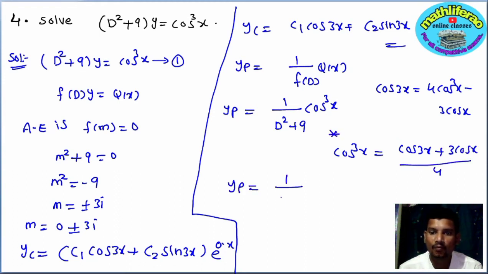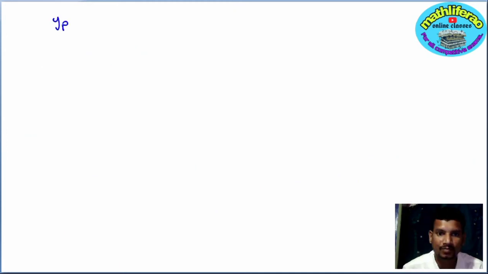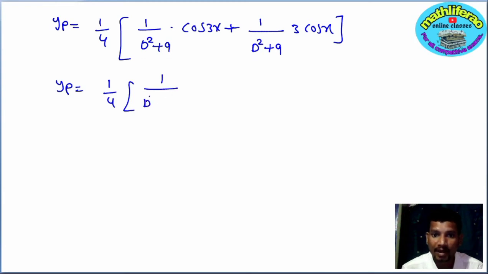yp equal to 1 by (D square plus 9) into (cos 3x plus 3 cos x) by 4. This is the particular integral. So 1 by 4 is the constant. The remaining part is 1 by (D square plus 9) into cos 3x plus 1 by (D square plus 9) into 3 cos x. So yp equal to 1 by 4 into [1 by (D square plus 9) into cos 3x plus 1 by (D square plus 9) into 3 cos x].